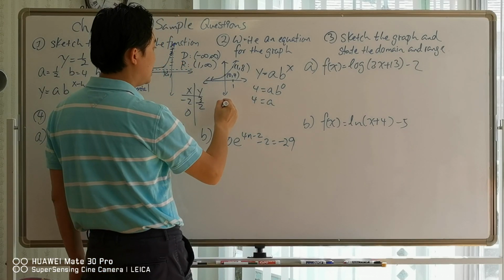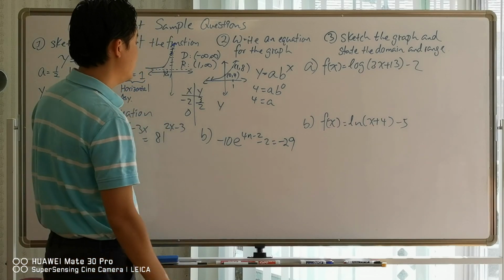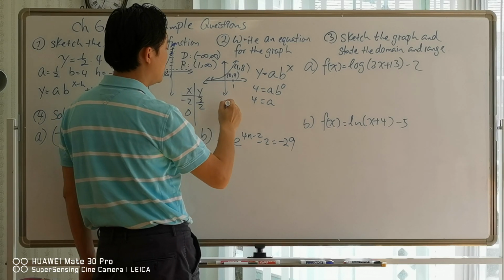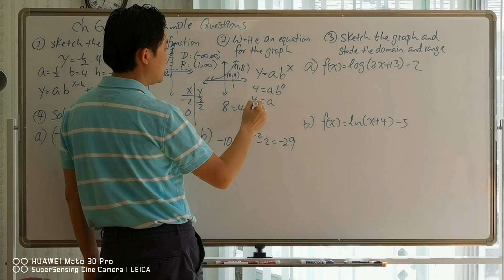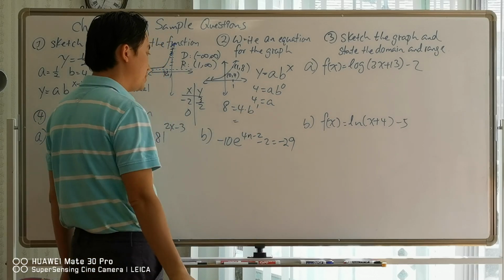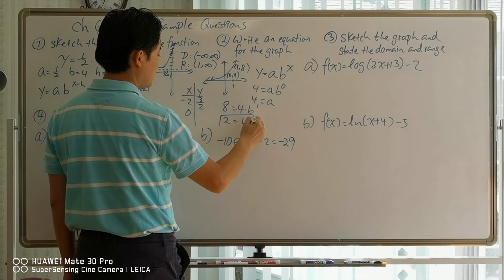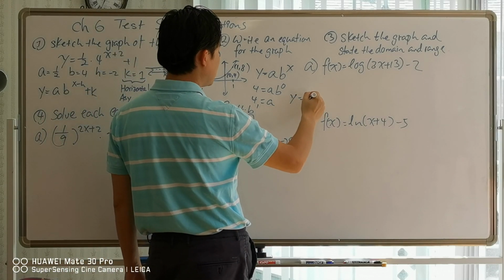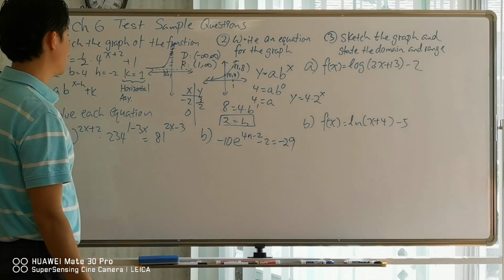Then using the same model, y equals a b to the power of x, we put in 1 comma 8. So 8 equals a, which we found already is 4, times the base b to the first power. Solve for b by dividing by 4 on both sides, so b is 2. Then we just rewrite it: y equals 4 times 2 to the power of x. This one is an exponential growth model.